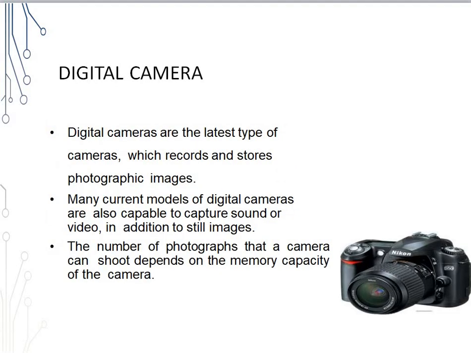Next one is the digital camera. That's the picture of a digital camera. It is the latest type of camera which records and stores photographic images. In today's world, there are many advanced types of digital cameras used to capture images. Many current models of digital camera are also capable of capturing sound and video in addition to still images. Yes, we can also take videos using digital cameras. The number of photographs that a camera can shoot depends on the memory capacity of the camera, so according to the memory capacity, you can store that much data in your digital camera. That is also one of the input devices.